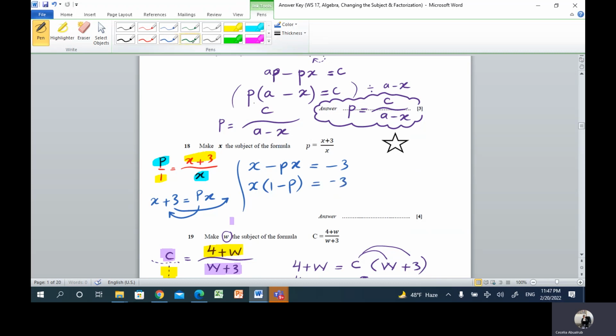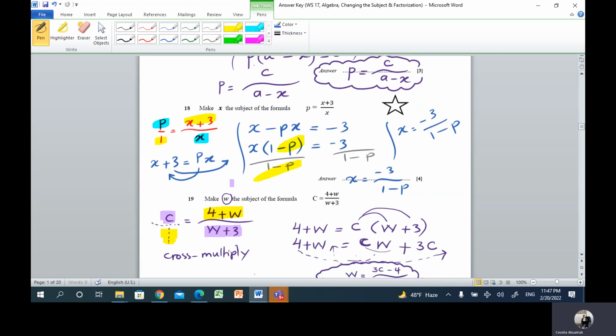Now, to get rid of the 1 minus p, we need to divide this side by 1 minus p and this side by 1 minus p. So the 1 minus p and the 1 minus p are cancelled. X is left on its own. So x is equal to negative 3 over 1 minus p. That's how we change the subject into x.